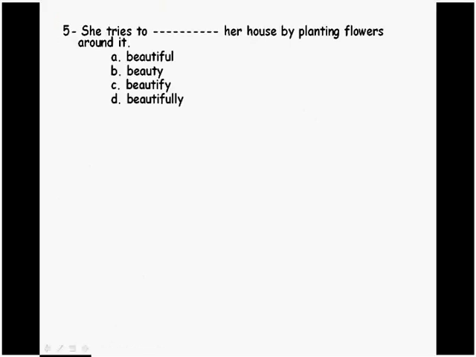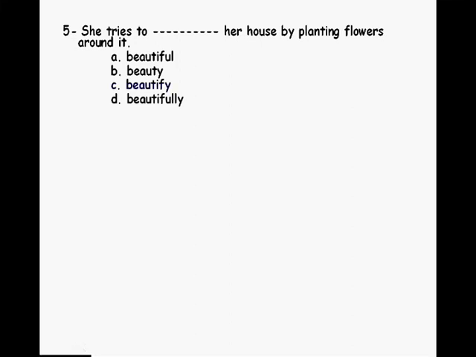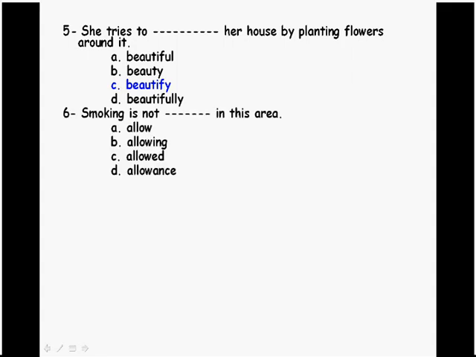Number 5. She tries to ___ her house by planting flowers around it. All of you did it correct. I heard it. Excellent. She tries to beautify. Remember when we have to and then we have the verb beautify? Her house by planting flowers around it.